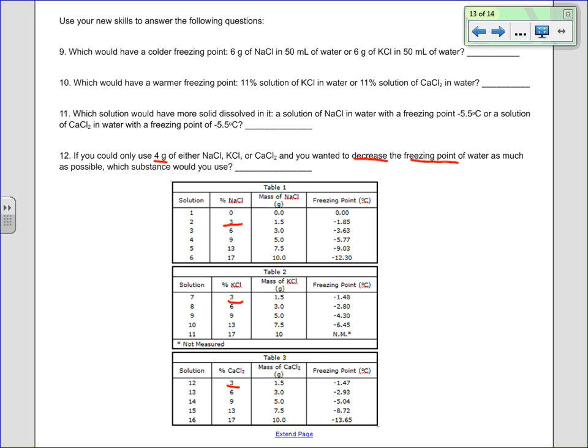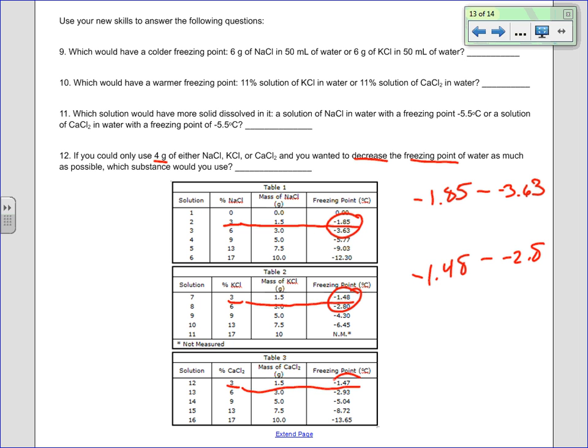In this case, between 3 and 6, we get a range that's somewhere between negative 1.85 and negative 3.63. In this case, we get a range that's somewhere between negative 1.48 and negative 2.8. This last case, we get a number that's somewhere between negative 1.47 and negative 2.93. And again, we don't necessarily have to find the middle number, we're just looking at how cold the ranges are.